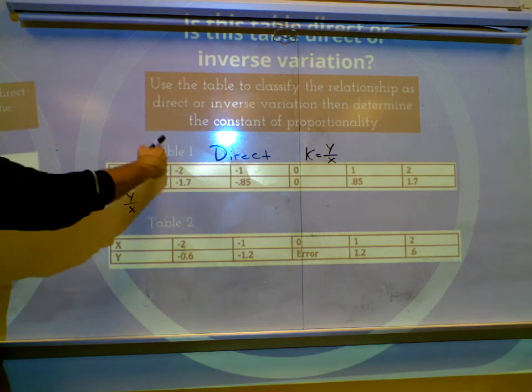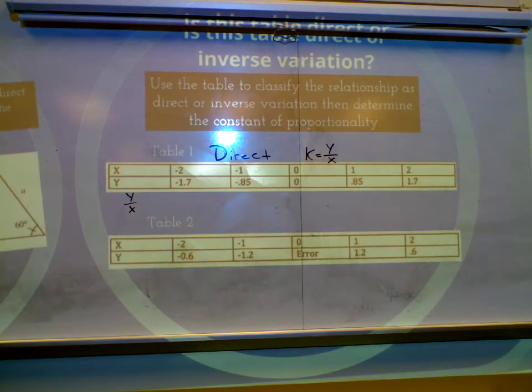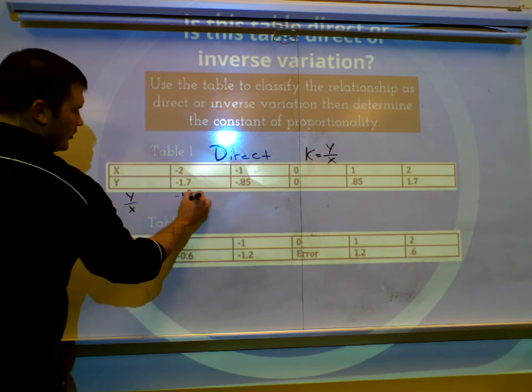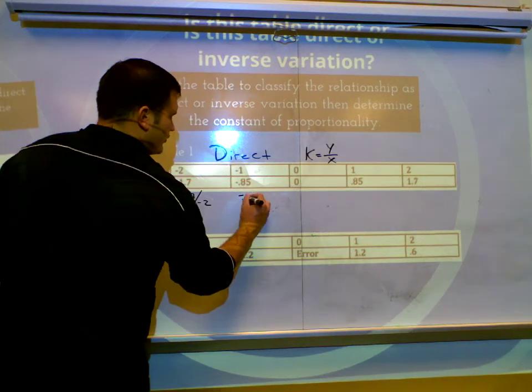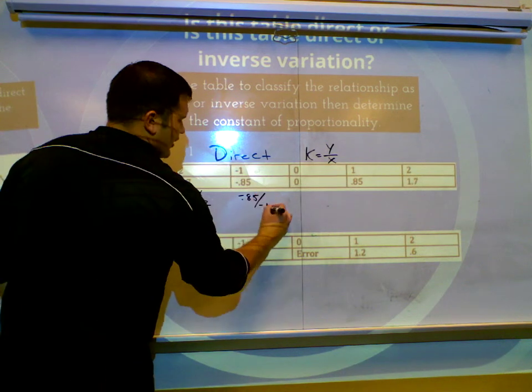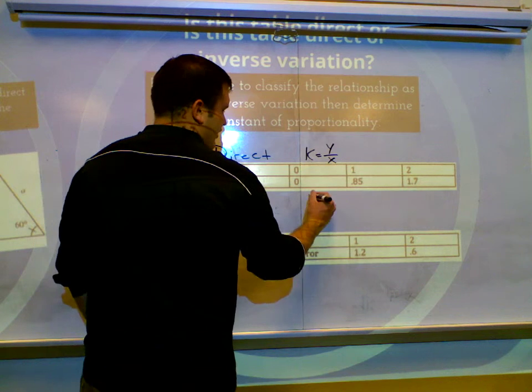Alright, so if I do y divided by x, I can figure out if it's direct or not. Right? So, here, y divided by x, -1.7 divided by -2, right? Y divided by x, -0.85 divided by -1. Now, can I do 0 divided by 0?